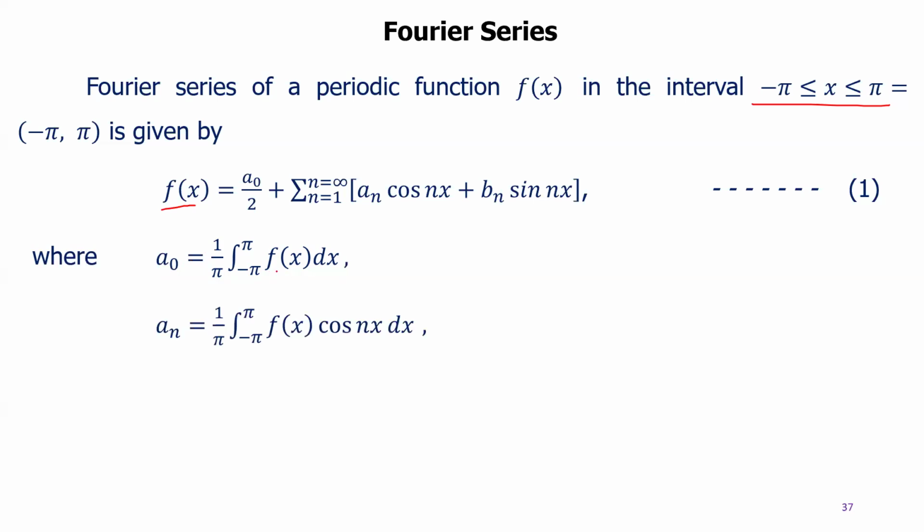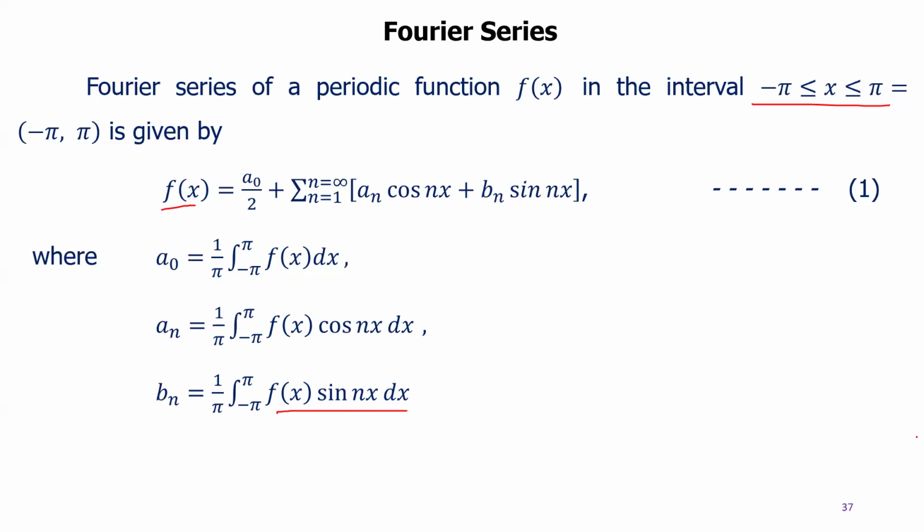an is equal to 1 upon pi integration under the limit minus pi to plus pi f of x cos nx, and bn is equal to 1 upon pi integration under the limit minus pi to plus pi f of x sin nx with respect to x.